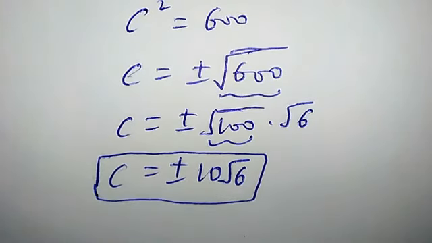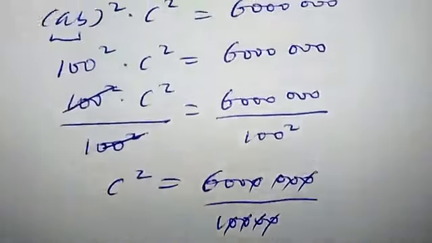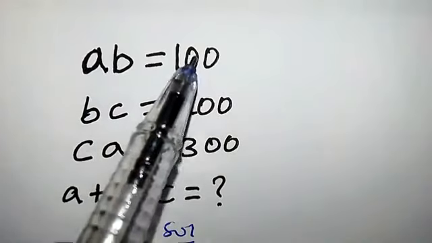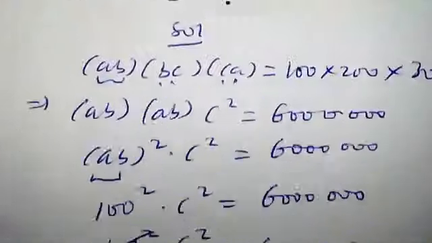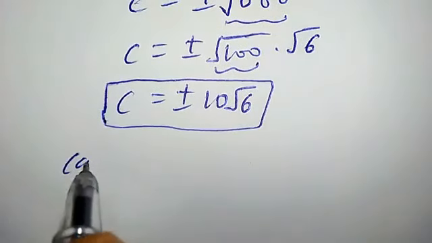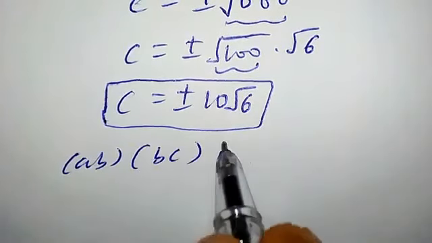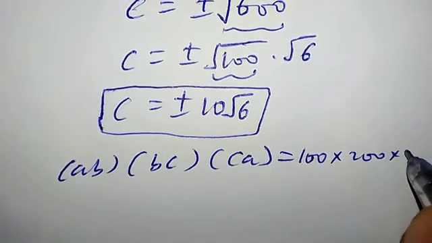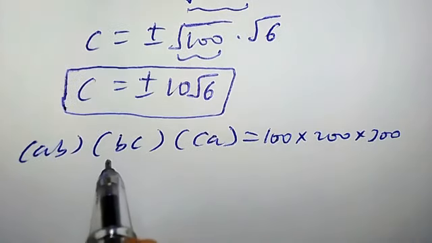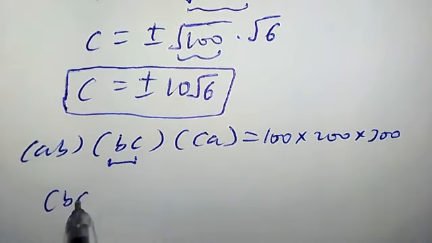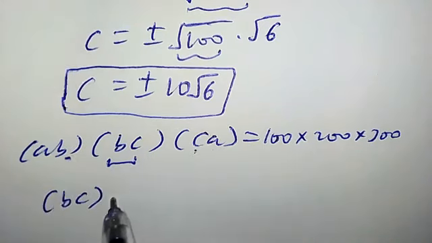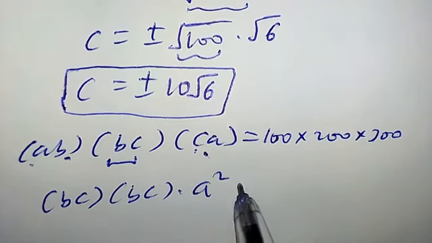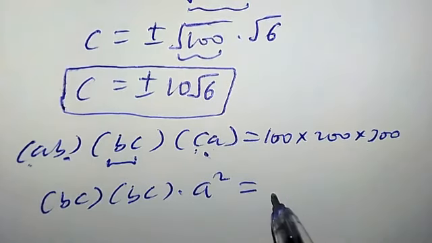What is left now is to find the value of a and b. So back to the question. As we did earlier, we are going to multiply the left hand side together and the right hand side together. So we have AB times BC times CA equal to 100 times 200 times 300. The next step now is to fix this. BC, that's the trick. B times C, that is BC. So we have A times A, which is just A square, equal to 100 times 200 times 300, that is 6 million.